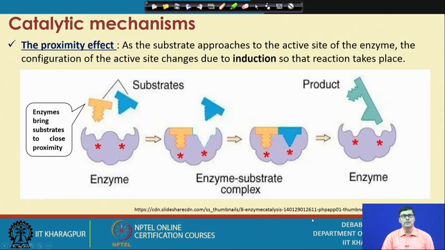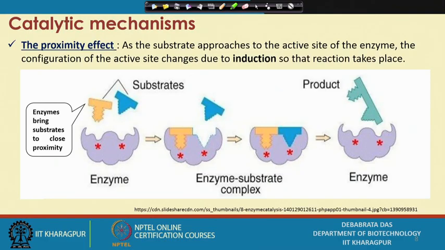Now, the other two hypotheses: one is called the proximity effect. What do you mean by proximity effect? Proximity effect means that when the substrate approaches the active site, apparently, if you look at the configuration of the substrate and the configuration of the active site, they do not resemble each other. But as soon as the substrate approaches the active site, due to induction there will be a change in the configuration of the active site, so that your substrate can sit at the active site properly and give the product. I can give a very simple example here.